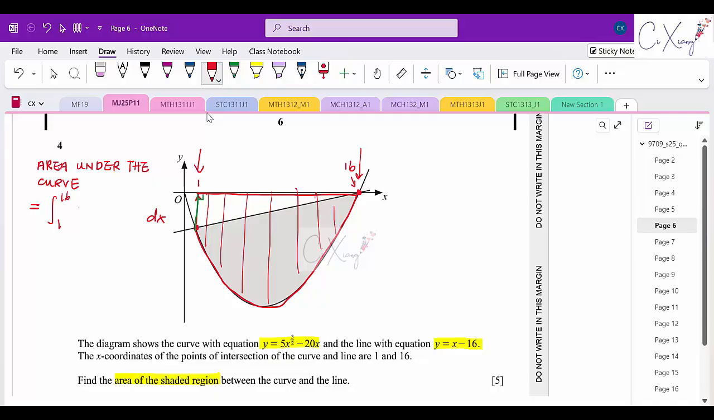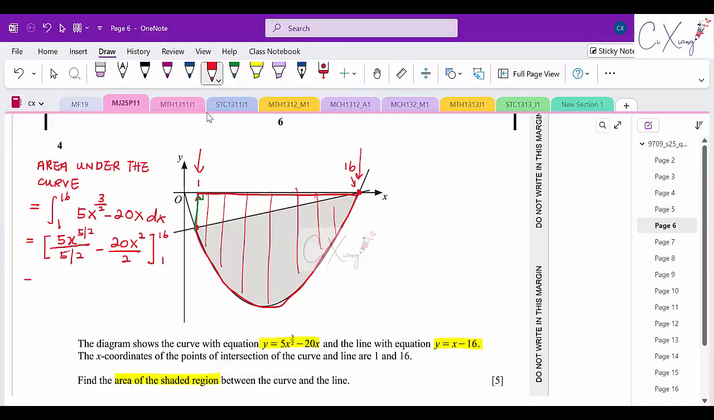What is the equation of the curve? You have 5x power 3 over 2 minus 20x. Now I start the integration for this part. To integrate it, 5 is a constant, so you just copy it. I copy the x and integrate the power: 3 over 2 plus 1 becomes 5 over 2, divided by the new power 5 over 2, minus 20x. 20 is a constant, you just copy it, x power 1 plus 1 becomes 2, divided by the new power 2. After this, you have to substitute in the values 16 and 1.